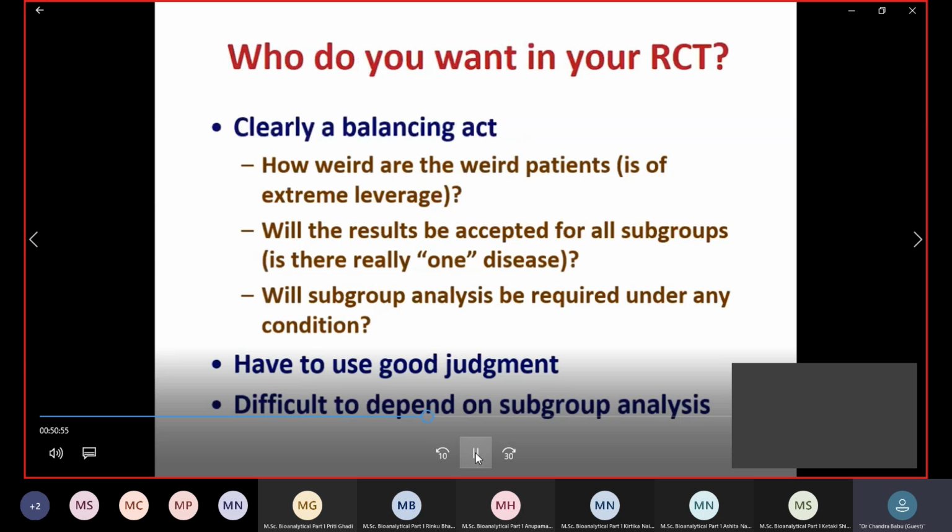It's difficult to depend on subgroup analysis. My favorite subgroup analysis: my wife is very much into women's health and women's issues, and the NIH has very carefully made a statement about including women in studies. They say you must include an adequate number of women for a valid estimate. By the way, a very carefully worded sentence.